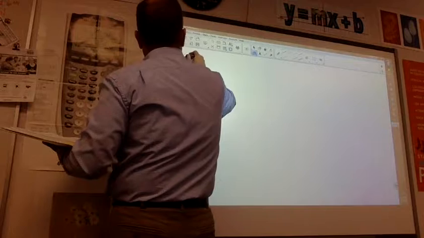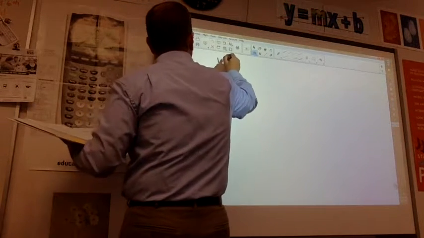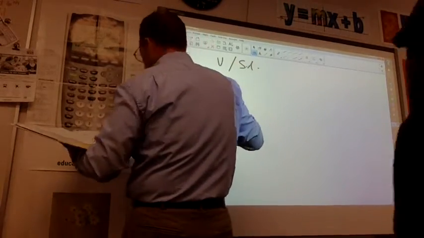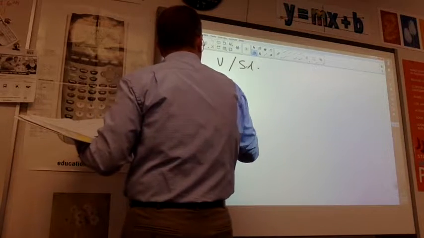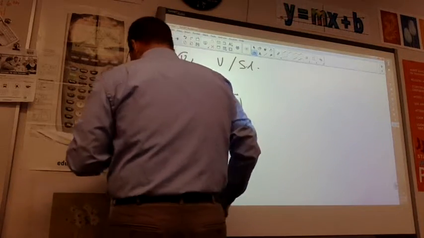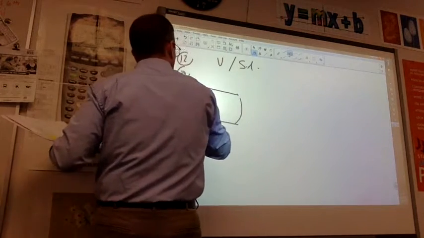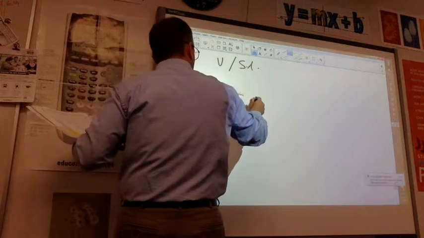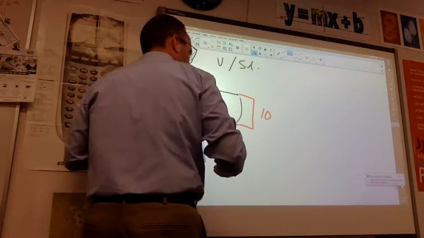So 12A, this is from the chapter 11 review. We want to find the volume and the surface area. Right? And we have, looks like, they tell us that this distance here is 2, this distance here is 10, and this is 14. Okay.